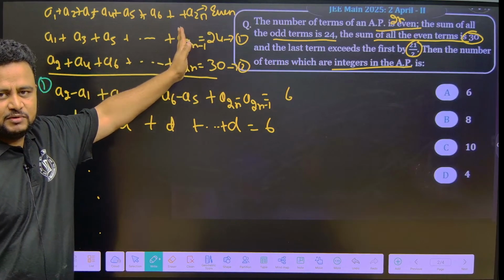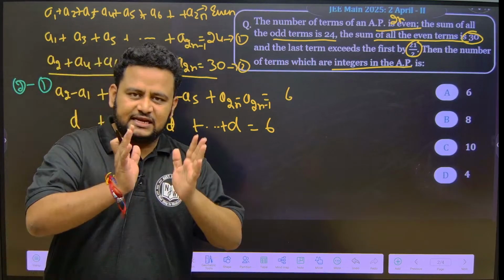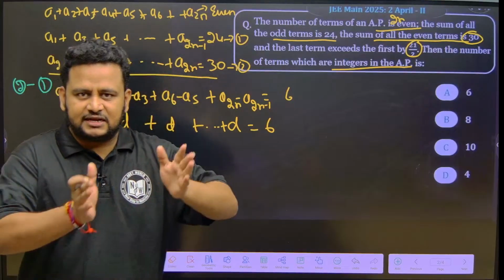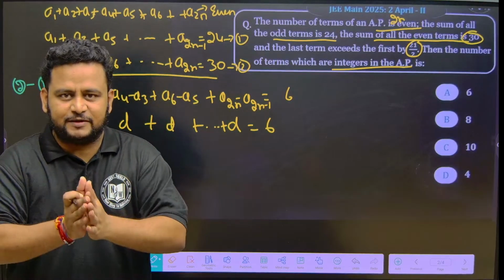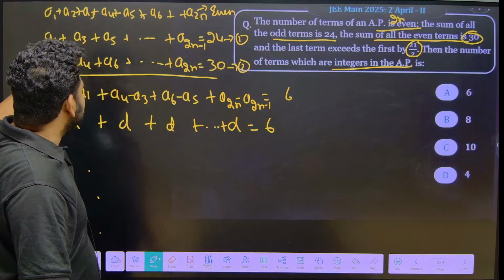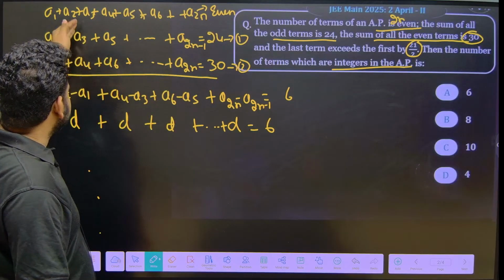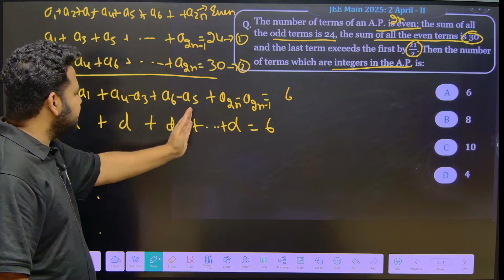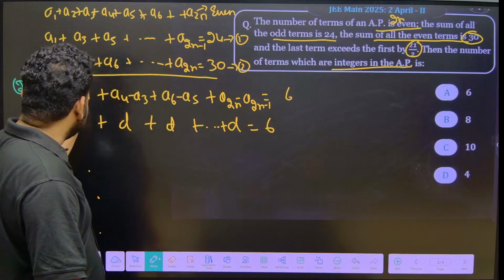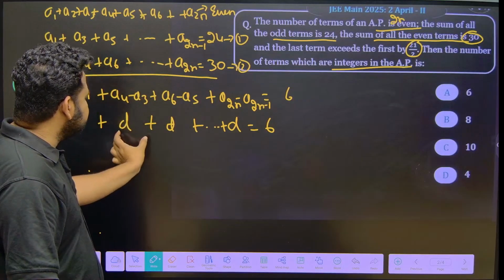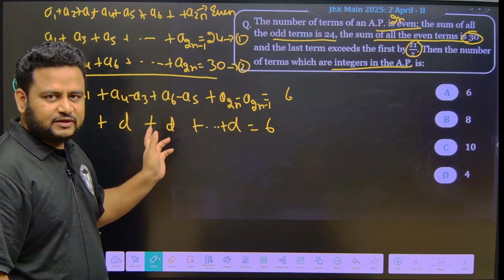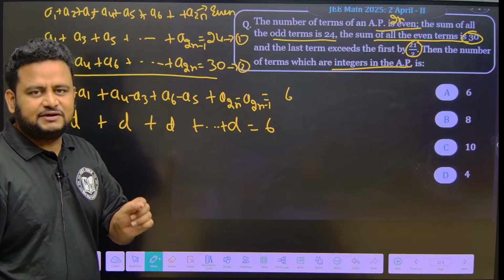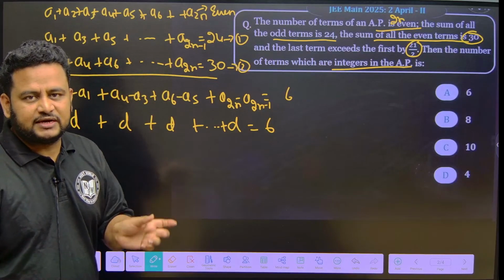If it is even, 2n number of terms. That means there are n terms which are even and n terms which are odd in the entire AP. So I have split it into pairs: A2 minus A1, A4 minus A3, A6 minus A5. So this gives us D plus D plus D. How many D's are there? Because these two terms are giving 1 D, and these two terms are giving 1 D, so 2n divided by 2, it is nothing but n. Okay, there are n D's.